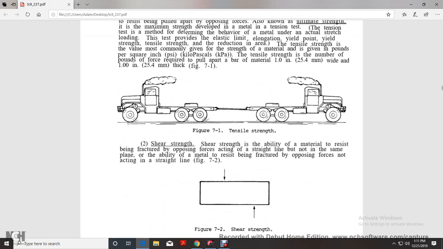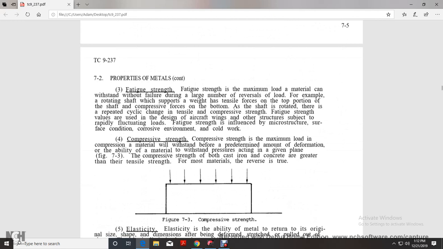Shear strength is the ability of the material to resist being fractured by opposing forces acting in a straight line, but not in the same plane. Figure 7.1 shows tensile strength, and Figure 7.2 shows shear strength properties of the material.